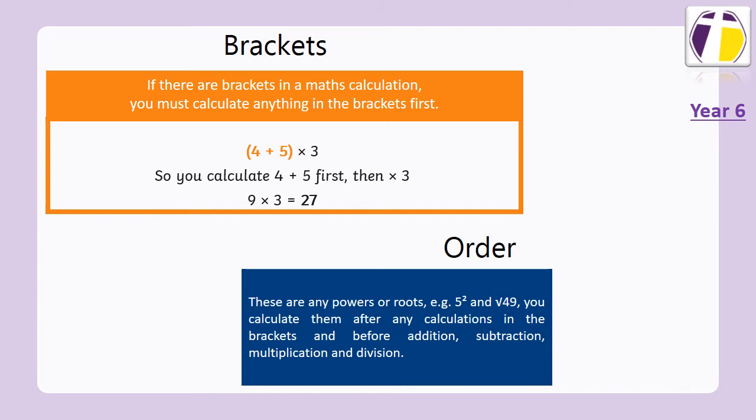If there are any powers or roots, e.g. 5 squared or the square root of 49, you calculate them after any calculations involving brackets and before the addition, subtraction, multiplication and division.